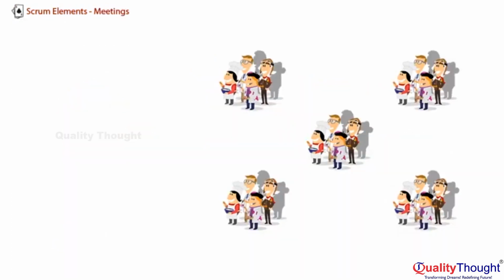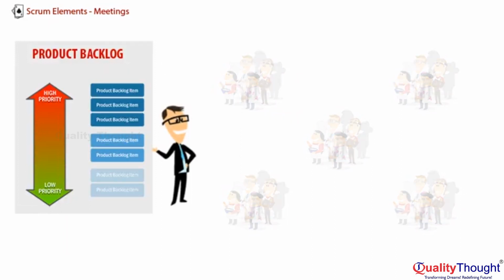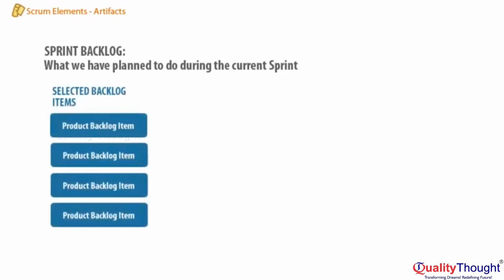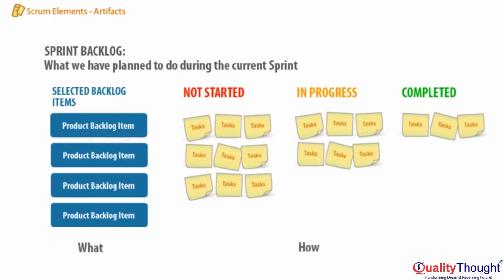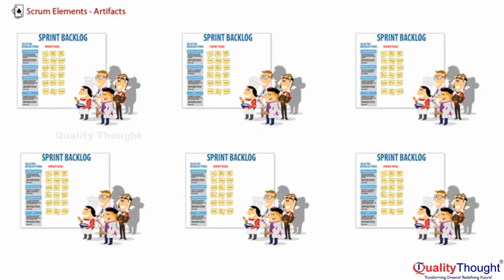When multiple teams work on the product, there's still only one product backlog. The sprint backlog is what we are planning to do right now to meet our current sprint goal. It has an end date. It has a subset of product backlog items selected for the sprint and a plan for how to do them, such as a list of sprint tasks. Multiple teams maintain their own separate sprint backlogs even if they're working on the same product.